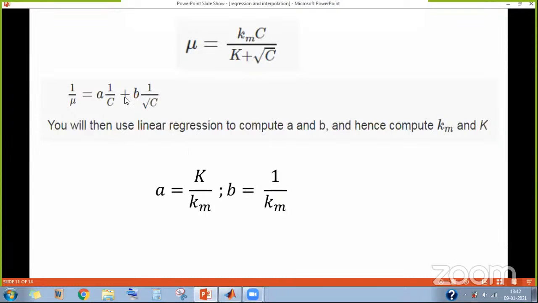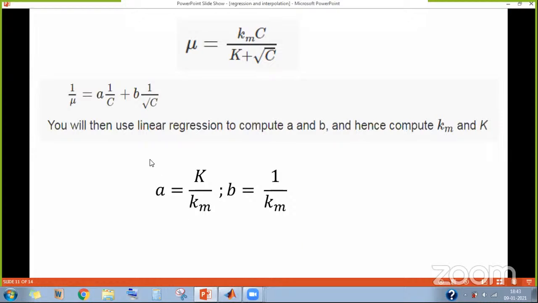There's another way of doing this problem, and that is if we convert this nonlinear equation into a linear one. What we can do is take 1 by mu, then it will give something like this. Then it will be capital K by km, plus root of c divided by kmc, which will give us a constant value, a by 1 by c plus b into 1 by root c. We can write something like this, isn't it? Where a will be capital K by km and b will be 1 by km.